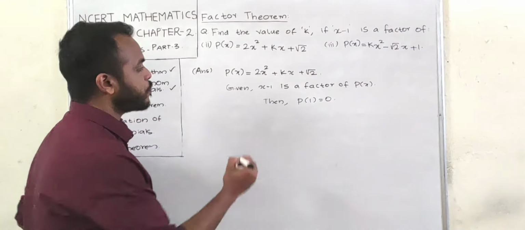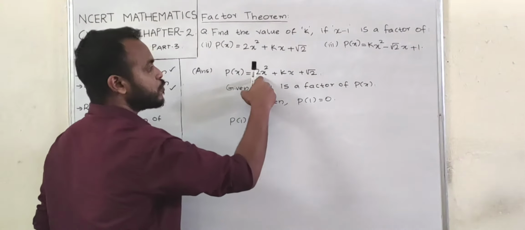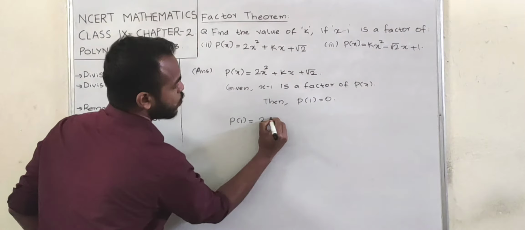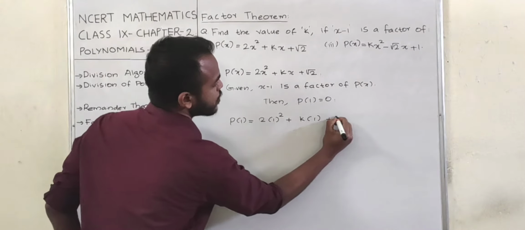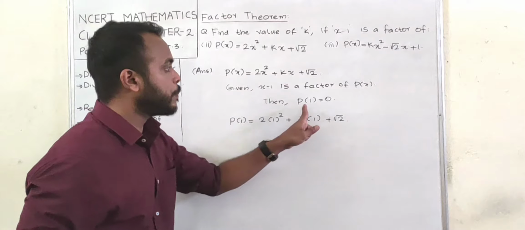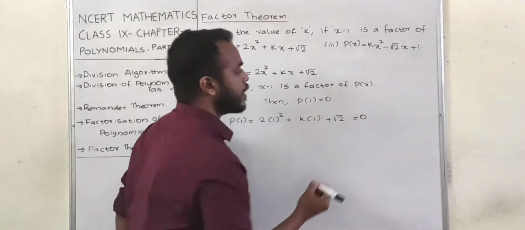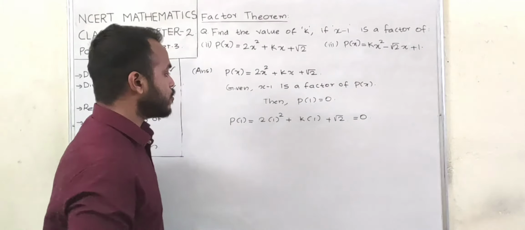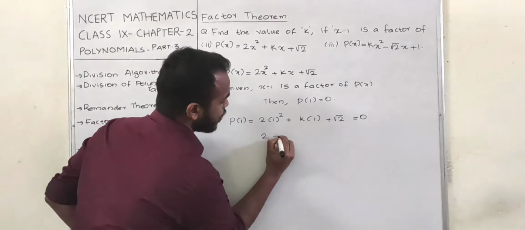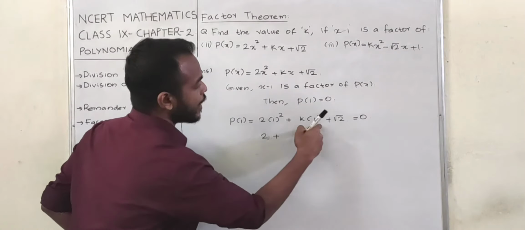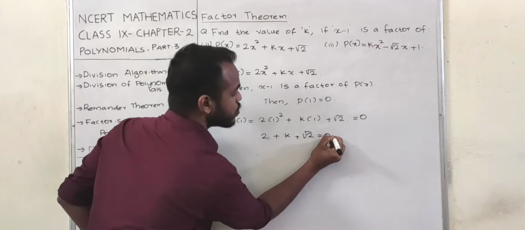Now how will we find p of 1? P of 1 will be found easily. Just need to put x as 1. So 2 into 1 square plus k into 1 plus root 2. But p of 1 is equal to 0. That is, this can be equated to 0. Now you can write 2 into, what is 1 square? It is 1 itself, so 2, plus k into 1 is k, plus root 2 is equal to 0.